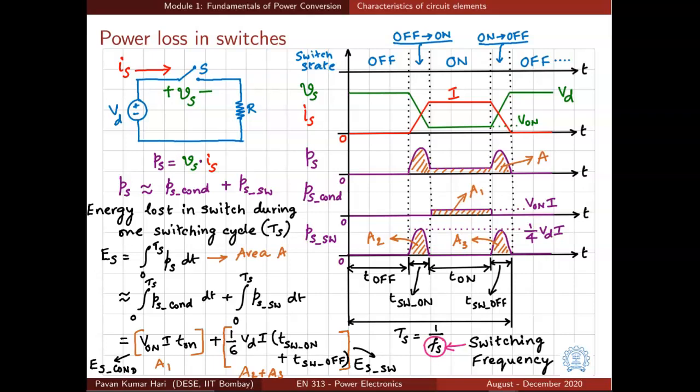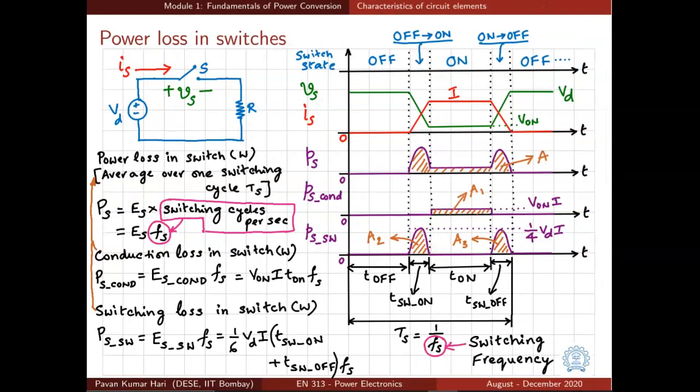So the area A1 is referred to as Es,conduction, that is the energy lost during conduction, and the sum of the areas A2 and A3 is referred to as Es,sw, the energy lost during switching. Now if you want to calculate the total power loss in the switch in watts, which is the average power loss over one switching cycle Ts, we should multiply the energy by the switching cycles per second. So Ps is equal to Es multiplied by the switching cycles per second, which is nothing but the switching frequency. So Ps is equal to Es into Fs.